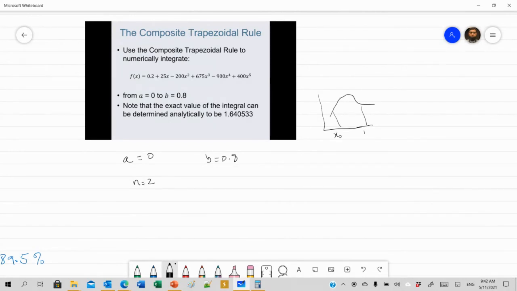If n is 1, you have x0 and x1. N is 2 means you have 2 segments, so you will have x0, x1 and x2. In that case, x0 is 0, x2 is 0.8, and x1 is what lies in the middle, so it will be 0.4. F of 0 and f of 0.8, we already found to be 0.2 and 0.232. F of 0.4, we'll find it now.